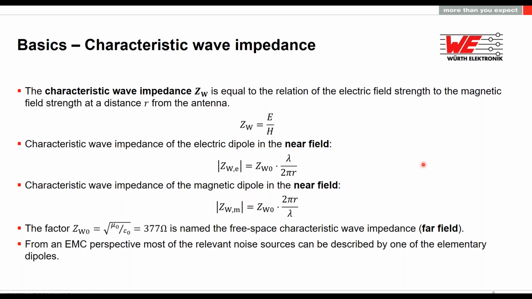If we take a look from the EMC perspective, most of the relevant noises that are created in our device or coming to our device can be described by one of these two different antennas, either the dipole antenna or the magnetic dipole, depending on whether the problem is mainly in the near field or the far field, and also whether you are measuring electric field or magnetic field.